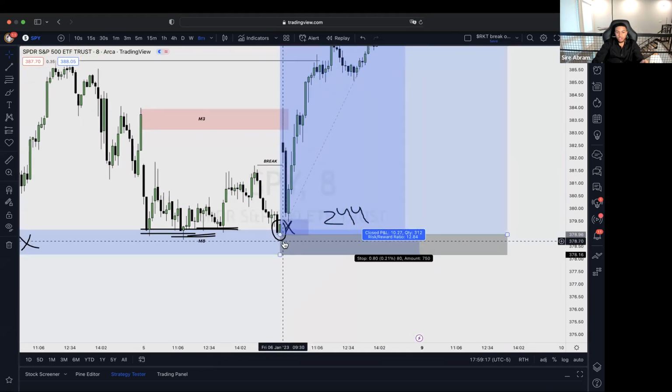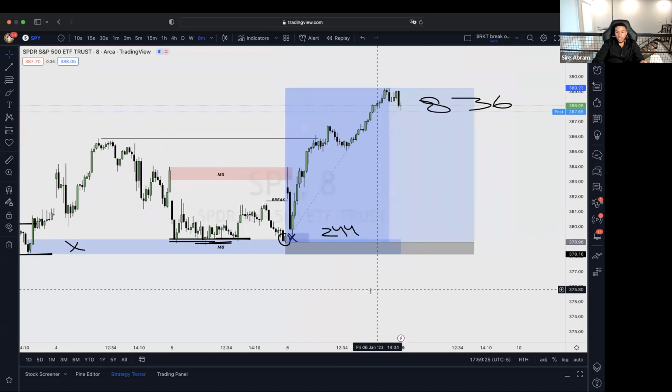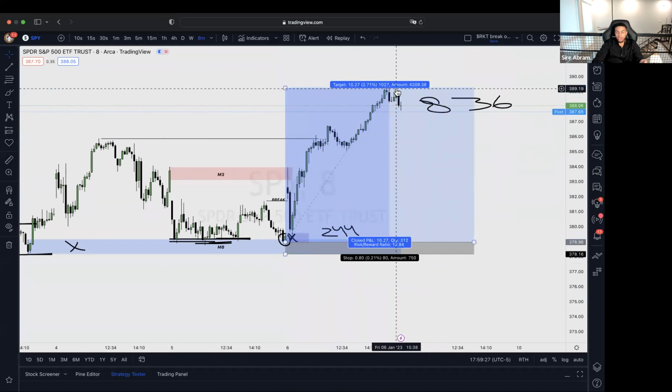Right here, low, break, we moved higher, retracement, tapped in, go up. And that is where we have price going for the rest of the day.